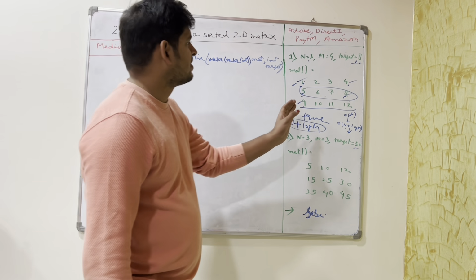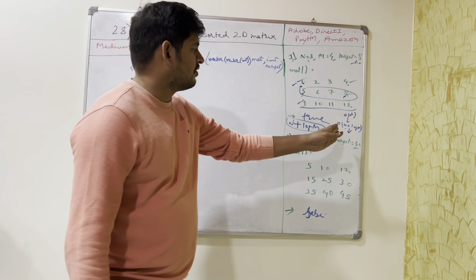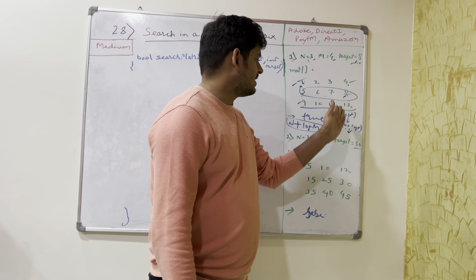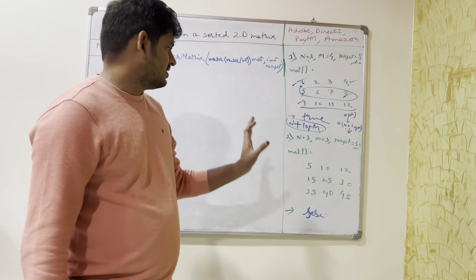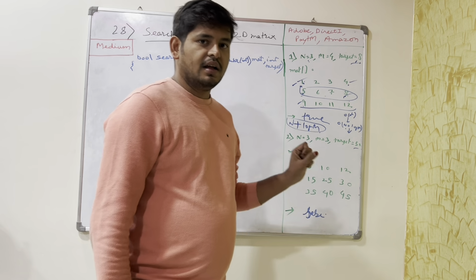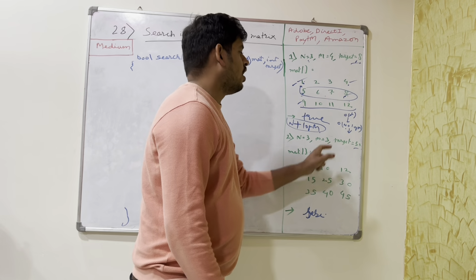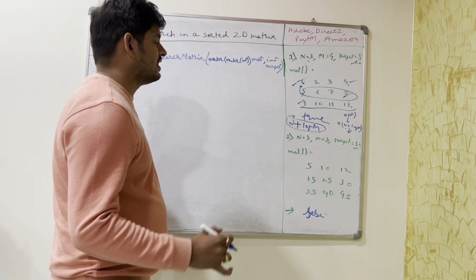The first one is very simple linear search, and the second one is linear search plus normal binary search in that particular row where the target is present. So how can we optimize it? Is there any other better way?